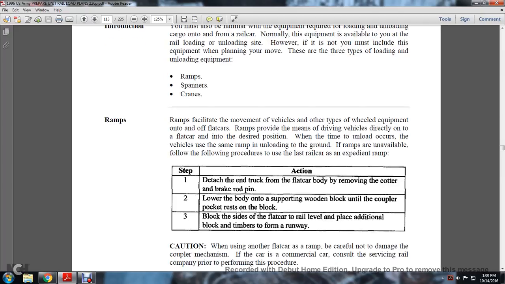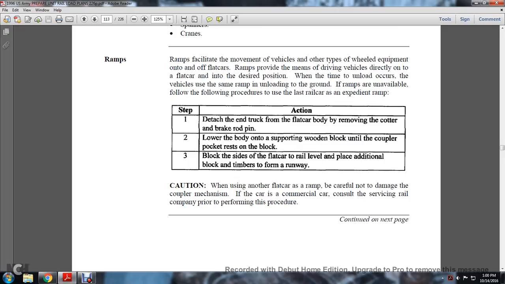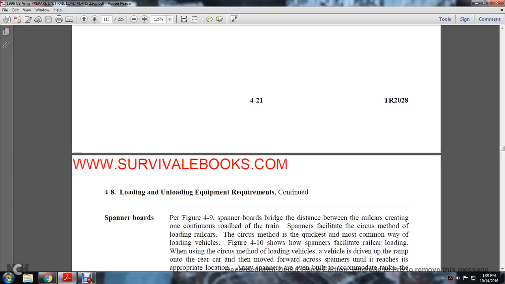Step 1. Detach the end of the truck from the flat car body by removing the cotter pin from the brake rod pin. 2. Lower the body onto the supporting wooden block until the coupler pocket rests on the block. 3. Block the side of the flat car rail with the leveled timbers and place the additional block timbers from the runway. Caution: when using another flat car as a ramp, be careful not to damage the coupler mechanism. If the car is a commercial car, consult with the servicing railway company prior to performing the procedure.